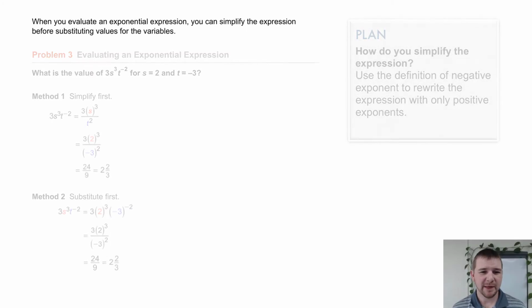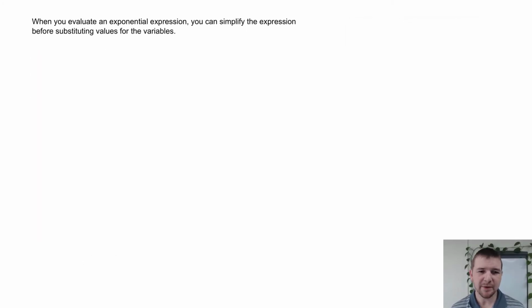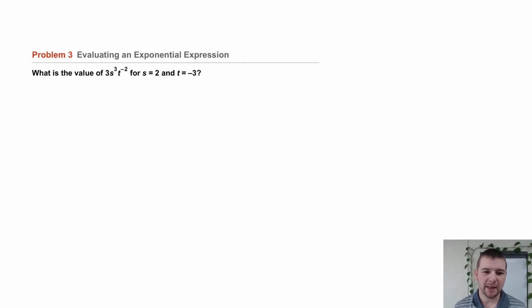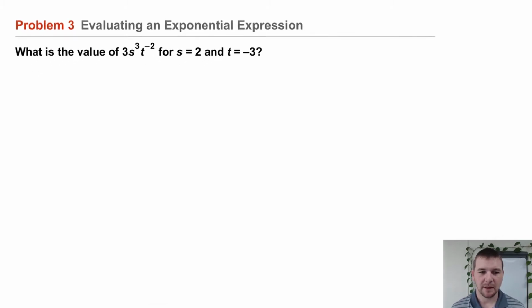When you evaluate an exponential expression, you can simplify the expression before substituting values for the variables, and that can save you some work. Problem 3, evaluating an exponential expression. What is the value of 3s cubed t to the negative second power for s equals 2 and t equals negative 3? So method 1, simplify first.